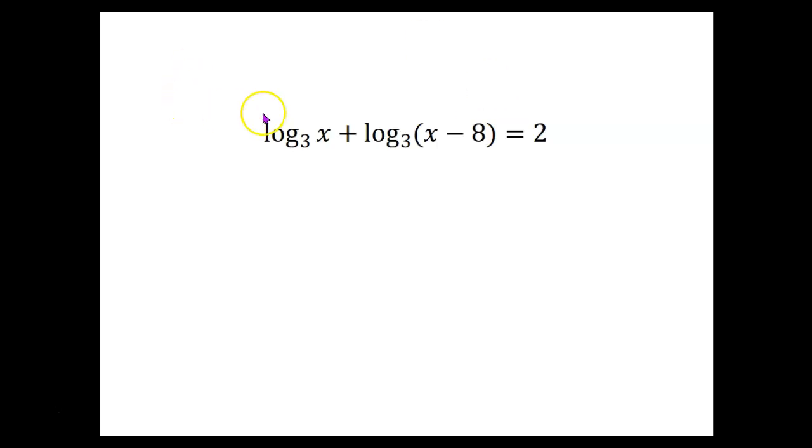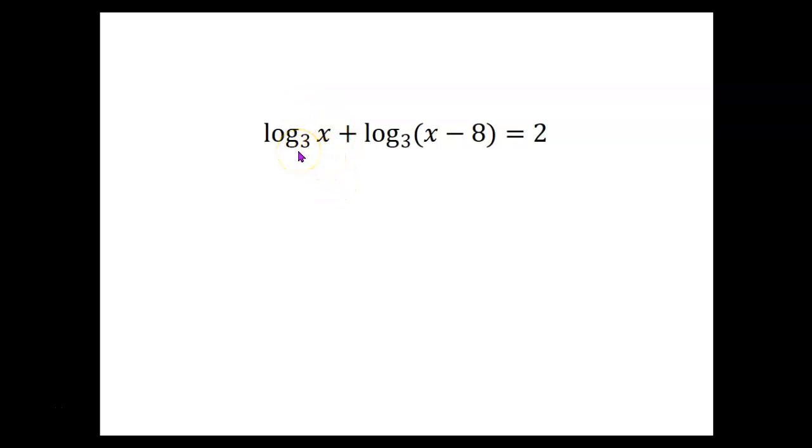The one that says the log of one thing plus the log of another thing equals the log of the one thing times the other thing. The sum of the logs is the log of the product. And then we had one that said the log of one thing minus another thing equals the log of the first thing divided by the second thing. And we had one that said that a number times the log of something is the log of that something to that number power.